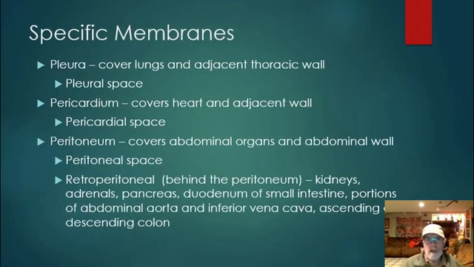Okay, let's talk about what these specific membrane names are. Again, that membrane that covers the lungs and the adjacent thoracic wall is called the pleura. Okay, when you hear somebody has pleurisy, that means that they have an inflammation of that pleural membrane. Okay, and that membrane is critical. It's very, very important.